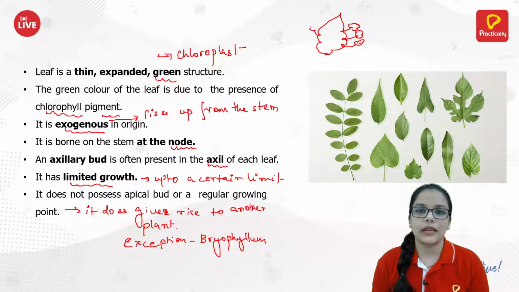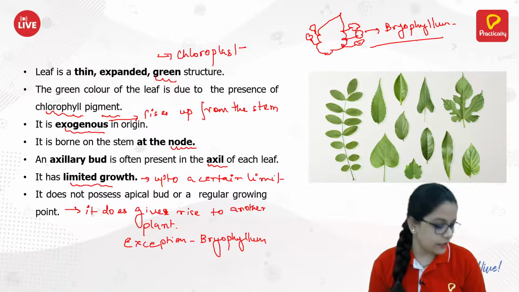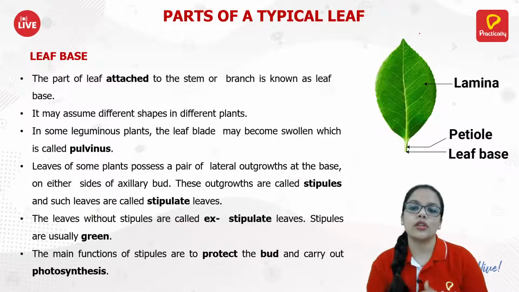Okay, apical buds it has, and another plant grows. This is how a bryophyllum looks. But that is an exception. Mostly they do not have any kind of apical bud. Okay, so now parts of a leaf.